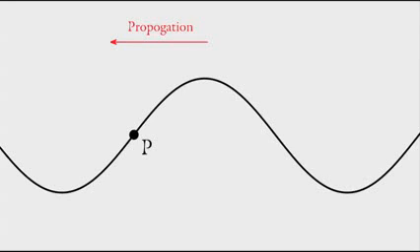Let's try this with the original question. The wave is again propagating to the left, so the beach is to the left. Point P, then, we can think of as a surfer, is on the front end of the wave. Which way must they be moving? They must be moving up.